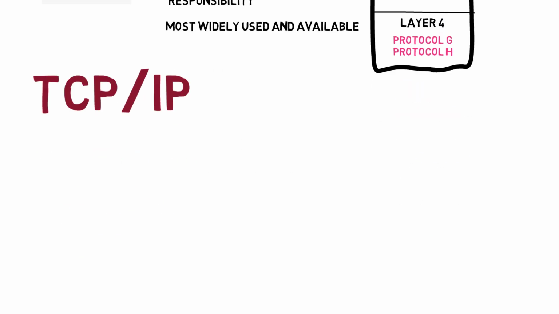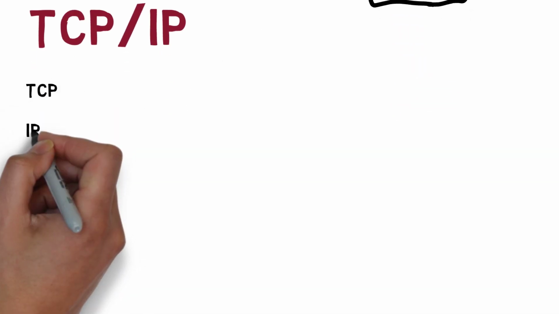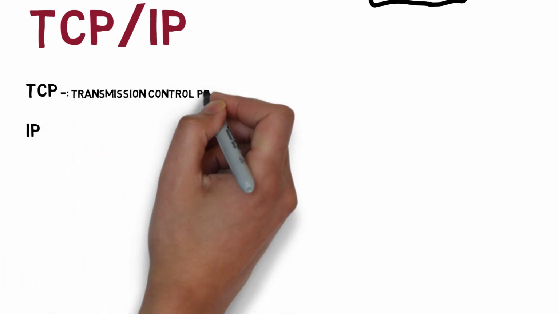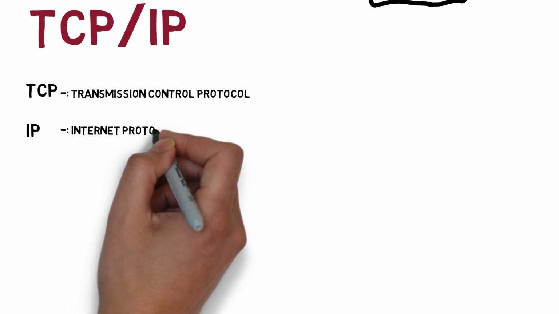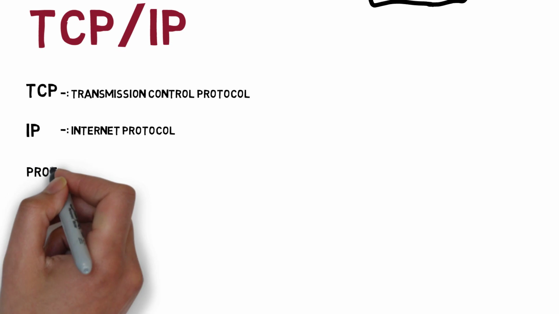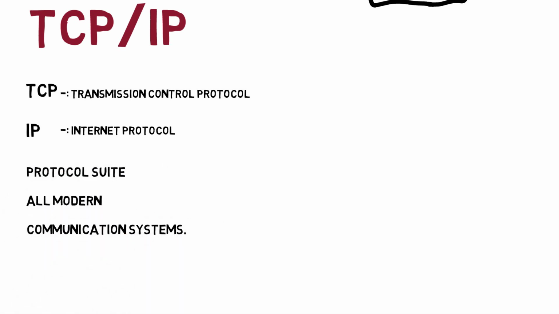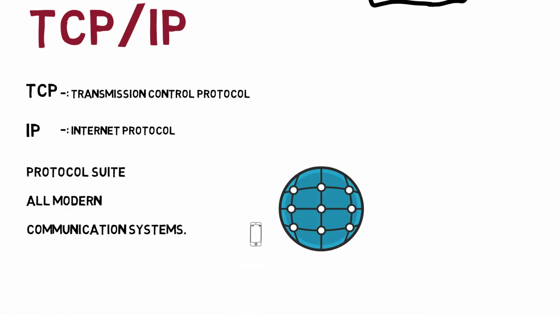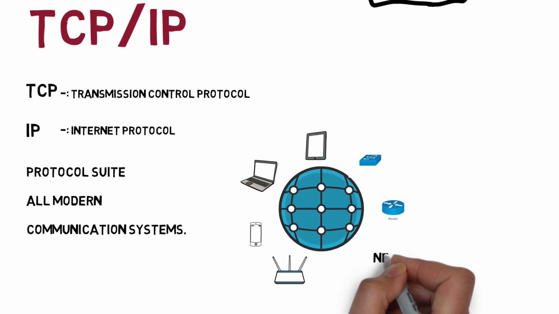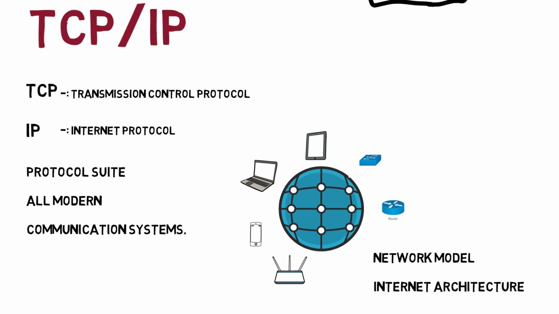It is named after two of the most common protocols, TCP and IP. TCP stands for Transmission Control Protocol, IP stands for Internet Protocol. It represents a suite of protocols used on almost all modern communication systems, such as mobile phones, home Wi-Fi routers, layer 3 routers, layer 2 switches, tablets, and PCs or laptops. It is the network model used in the current internet architecture.